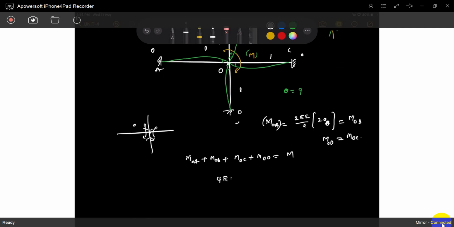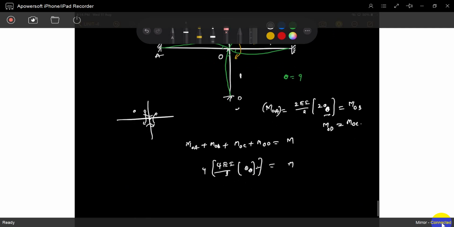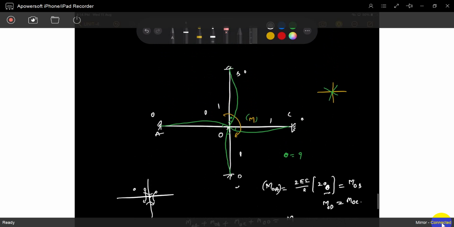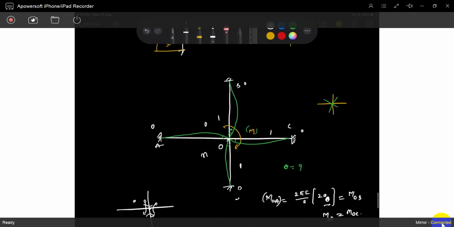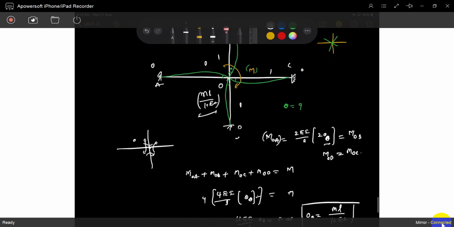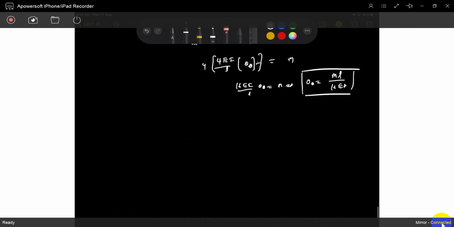So 4EI by L into theta O for each, 4 times. So 16 EI by L times theta O is M. So what is theta O? ML by 16 EI. That is theta O. So you will get it like this. Now you can easily find out the objective question problem, I think.